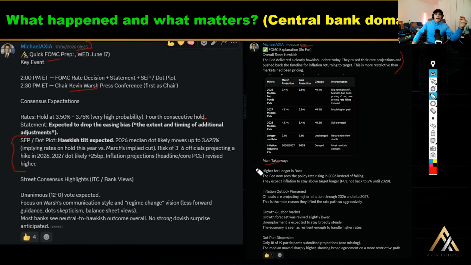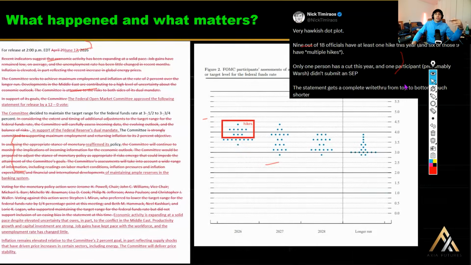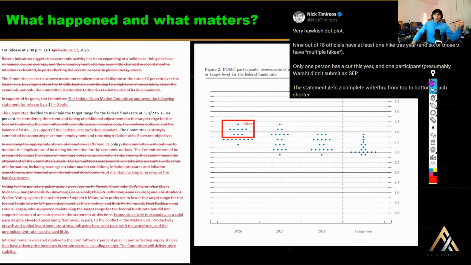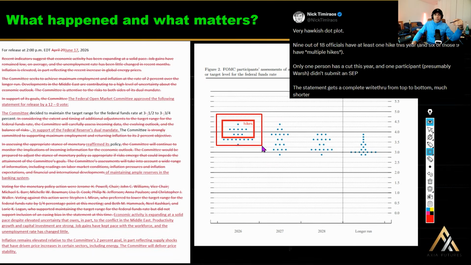So what ended up happening, which was huge, was that the majority of the Fed went ahead and moved their perception of hikes up, as you can see here. They also removed a lot of the original statement, making it way shorter than before.